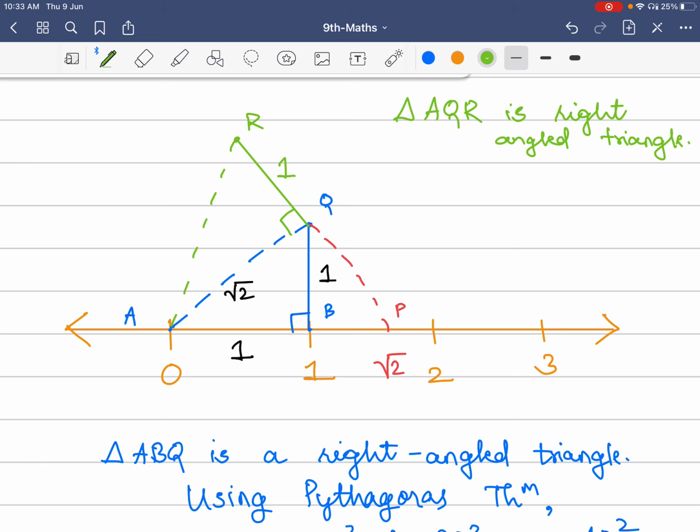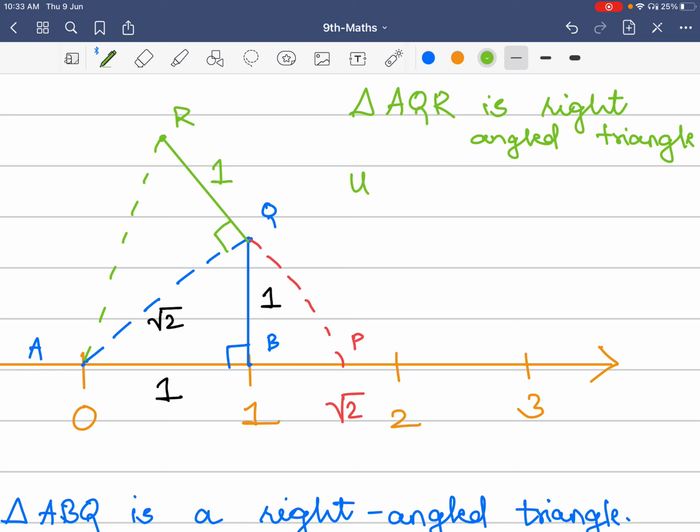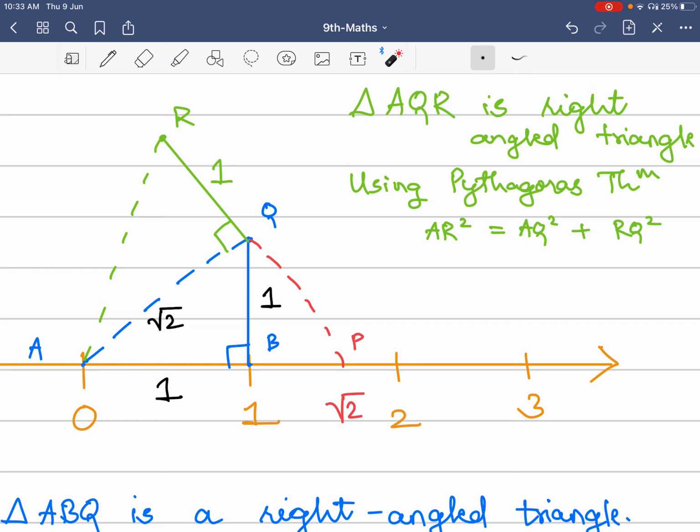So once again, using Pythagoras theorem, we have AR square, because AR is the hypotenuse, AR square is equal to AQ square plus RQ square. This is the Pythagoras theorem, because this is the base AQ and this is height RQ and this is our hypotenuse AR. So the hypotenuse square is equal to the base square plus height square. That is the Pythagoras theorem.